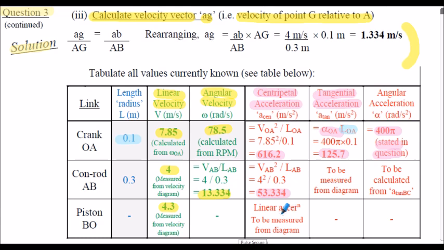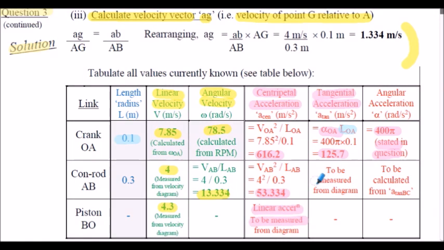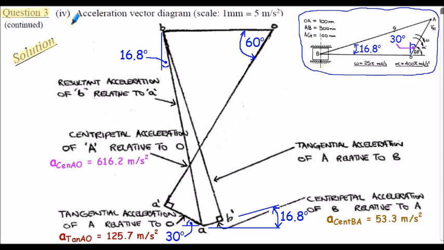As always, we've got to measure the linear acceleration of the piston B relative to fixed point O. That's measured from the diagram. And we measure the tangential acceleration of the conrod, and we calculate the angular acceleration of the conrod. Here's the acceleration vector diagram. And here's the scale we use when plotting and constructing a diagram on an A4 sheet of paper.